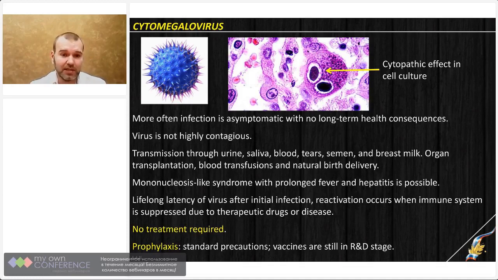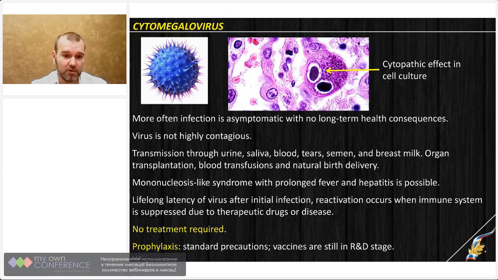So usually clinical manifestations, if they are observed, resemble infectious mononucleosis, and in rare cases, prolonged fever without any obvious reason or hepatitis symptoms are described. But usually, again, only the first episode of infection has some clinical manifestations, and after that, the virus remains intact in the lymphoid tissues of the human body.